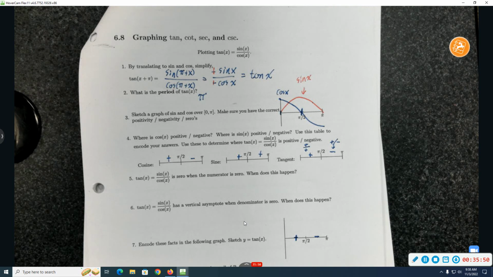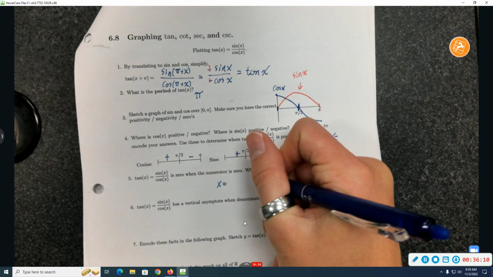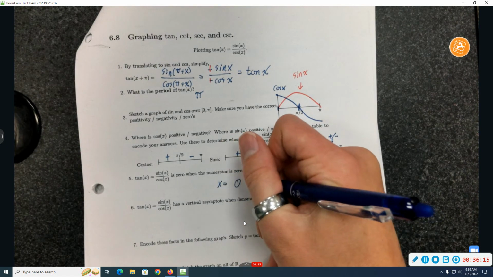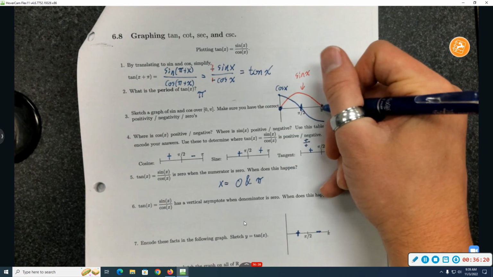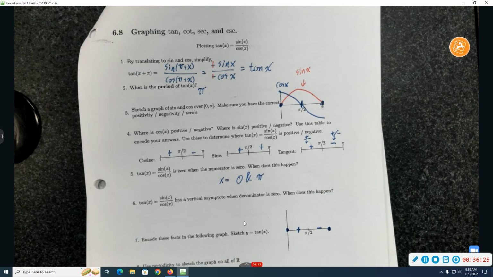So tangent is a fraction, sine over cosine. This will be 0 when the numerator is 0. Between 0 and pi, when is sine equal to 0? I hear a pi. Is that the only number? Yeah. Right. Sine is 0 there. Sine is 0 there. So I'll draw in those two x-intercepts.